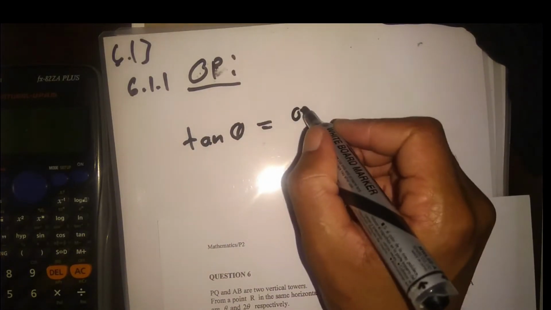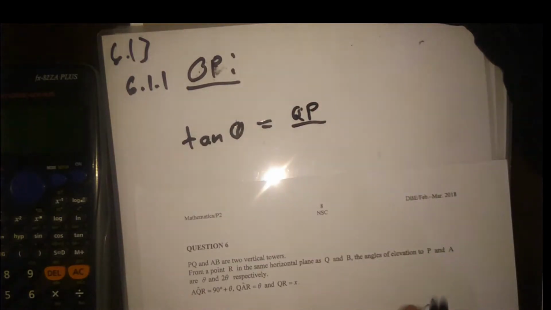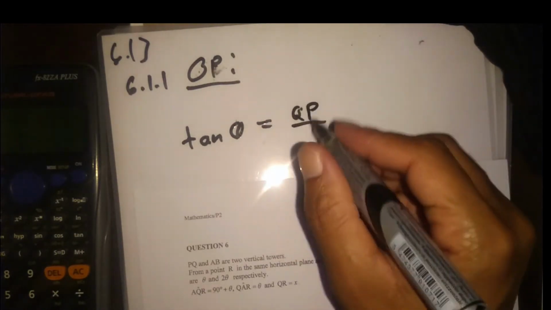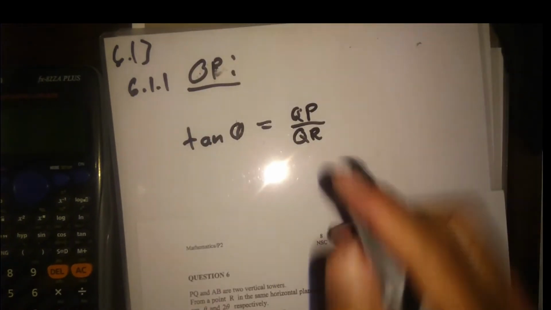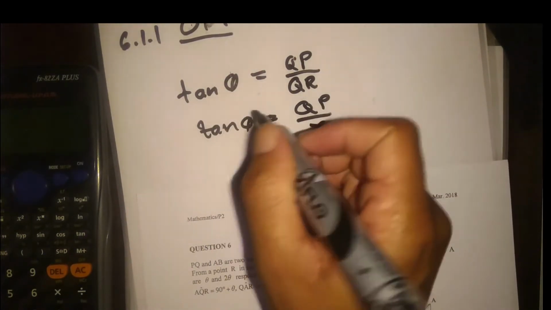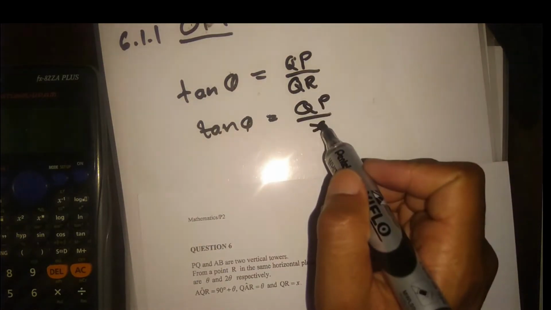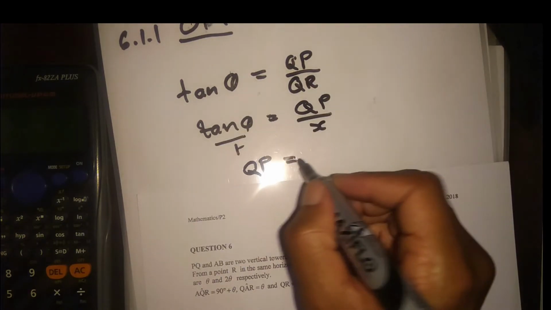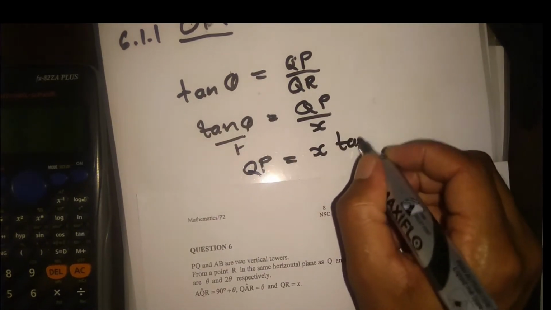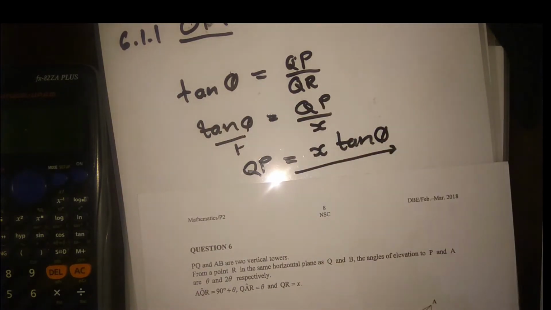So sizoti tan theta is equal to opposite over adjacent. Opposite is QP, over adjacent, which is QR. Adjacent side, opposite side. Sifuna calculate our QP, the unknown, and then QR is given as X. Tan theta, QP kwamele simcalculate in terms of theta as well as X, so it's gonna be divided by 1, cross multiply. 1 times QP is QP, X times tan theta is X tan theta. So now we have QP in terms of X as well as theta.